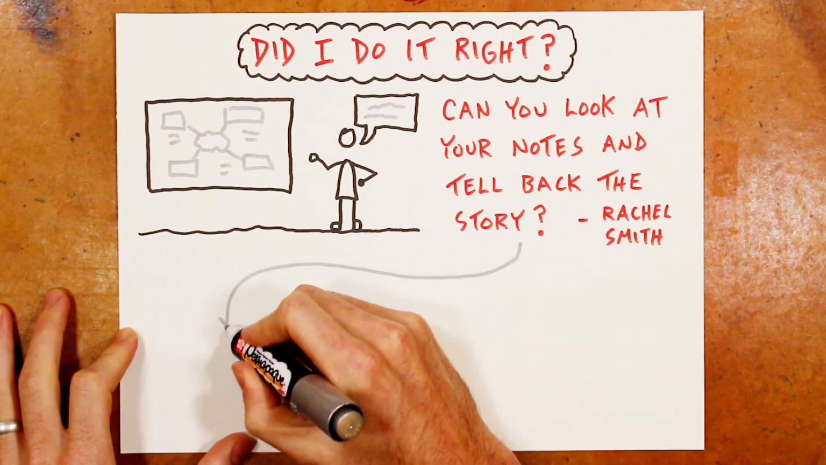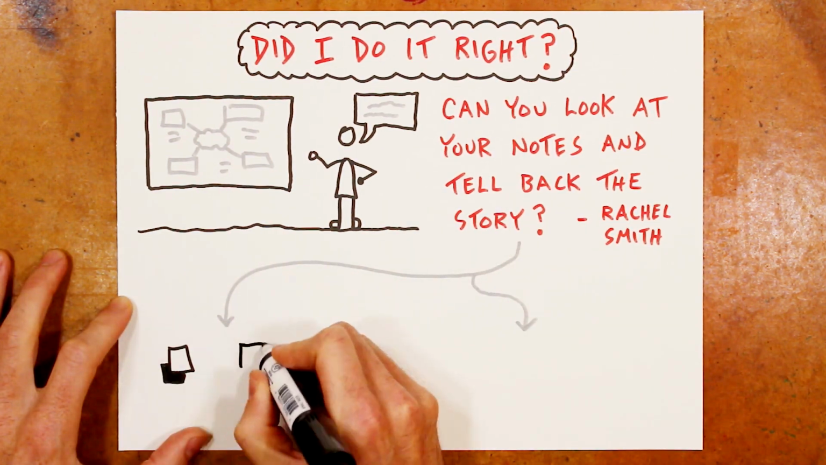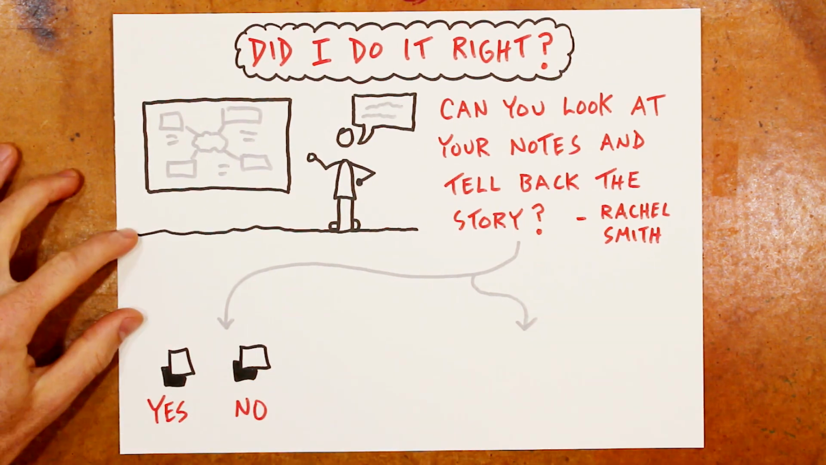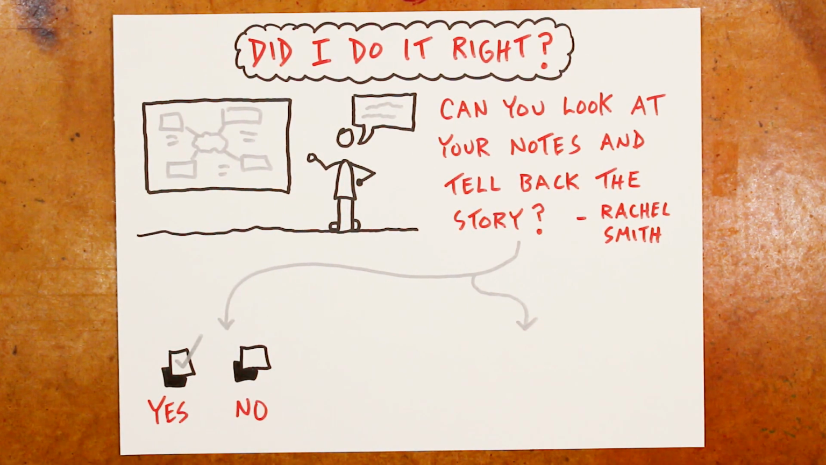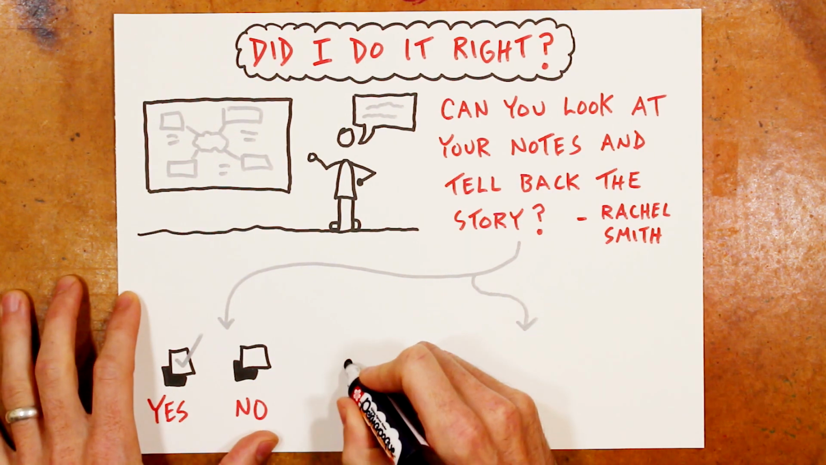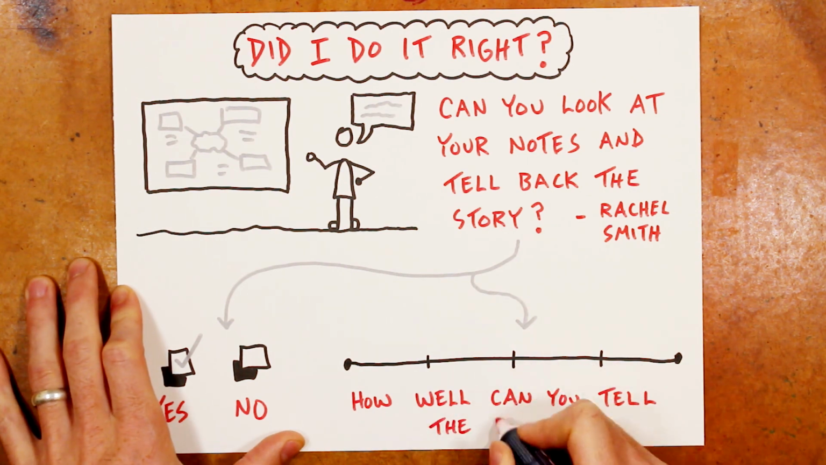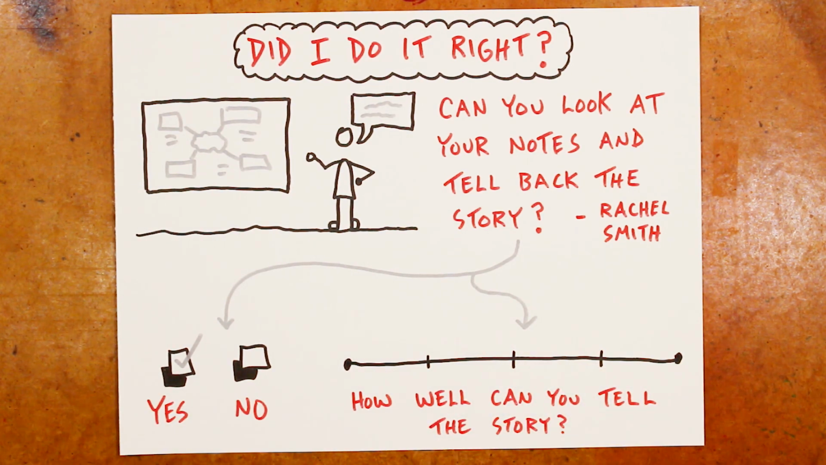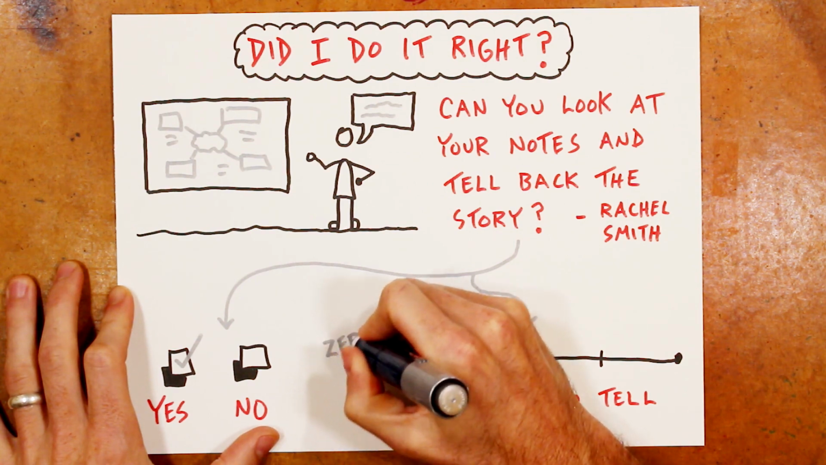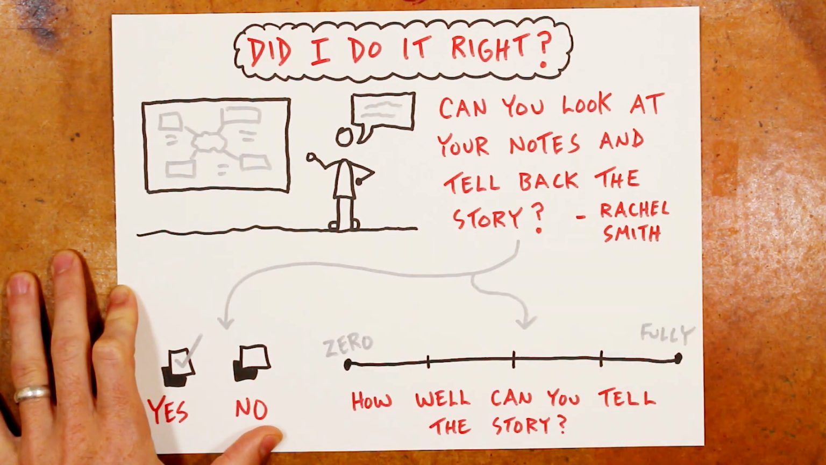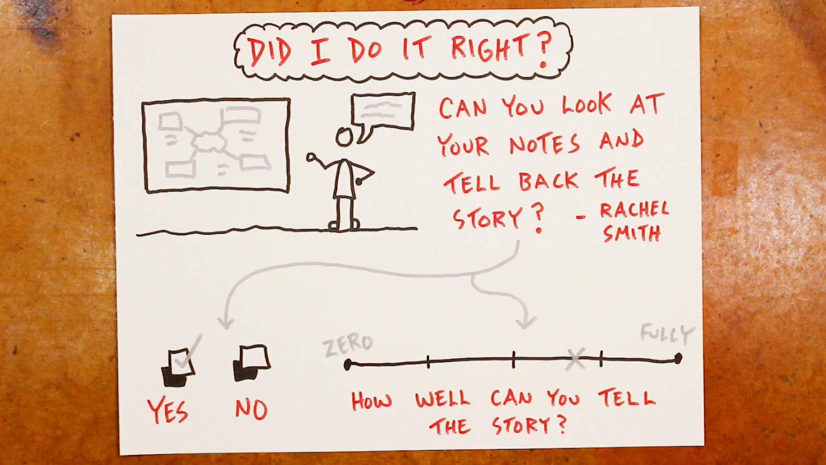And even though I like the simplicity of answering that question with a simple yes or no, and having that be the determining factor of doing visual note-taking right, I think there is a slightly more nuanced way you might ask that question by saying, how well can you tell the story? And here it becomes more of a spectrum from not being able to tell the story at all to being able to tell it fully, and based on the notes that you took, you're somewhere in the middle. And with this particular approach, you might be able to home in on a note-taking process that keeps moving you further to the right, finding those elements that help you tell the story more fully.